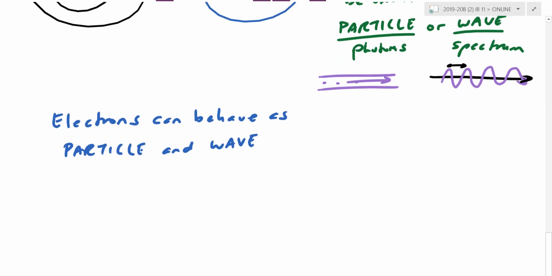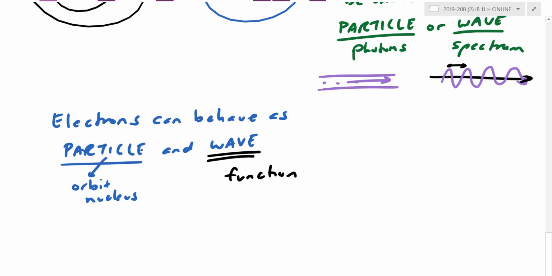In this case, the particle nature is electrons as particles that orbit the nucleus. That's the particle understanding. To start introducing the wave understanding, the wave is a mathematical function that describes for the electron what it can do, what energy shell it's on. We're going to see this relates to the orbital shapes in a second. This wave function we're going to give the Greek letter psi.